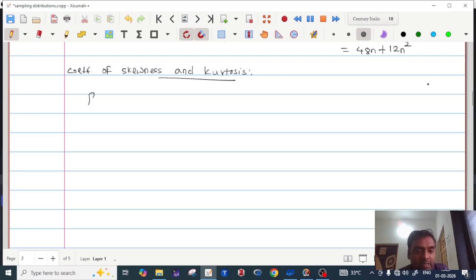So beta 1 is nothing but mu3 square upon mu2 cube. Putting the values of mu3 and mu2 and solving, we get 8 upon n. Therefore, gamma 1 is equal to the square root of beta 1, and 8 upon n is positive. So the interpretation is that the chi-square distribution is positively skewed.